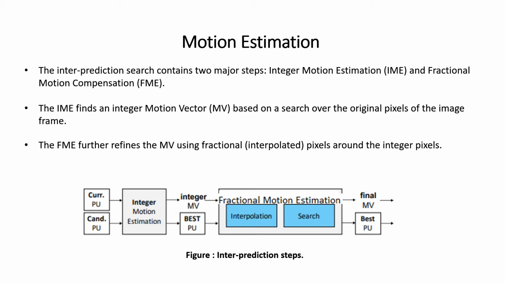Now we match both of them and find the integer motion vector, and then we refine this integer motion vector to fractional precision by this fractional motion estimation. So first we'll interpolate the reference PU block. We'll get different fractional PU blocks after interpolation. Now we'll match those blocks with the reference PU block to find the best motion vector, which will be of quarter precision.